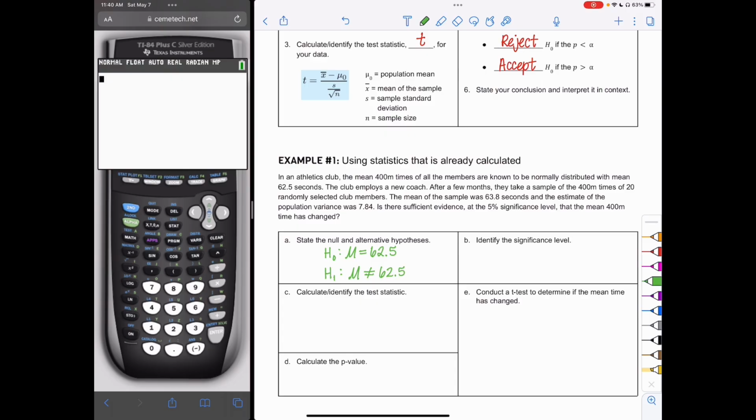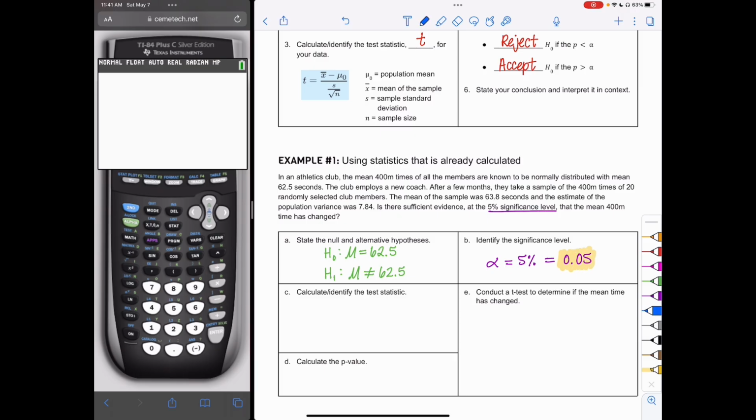So once we do that, we can then look at our significance level. It has already told us that it wants us to look at the 5% significance level. So here we know that our alpha is equal to 5%, which is equal to, not approximate, 0.05. So that is our significance level here.